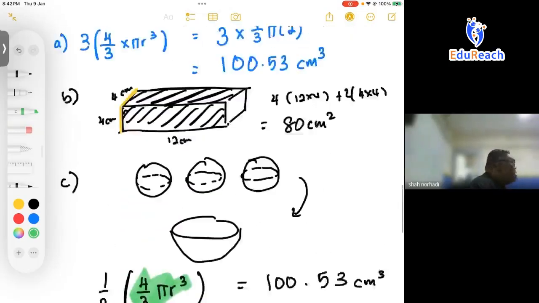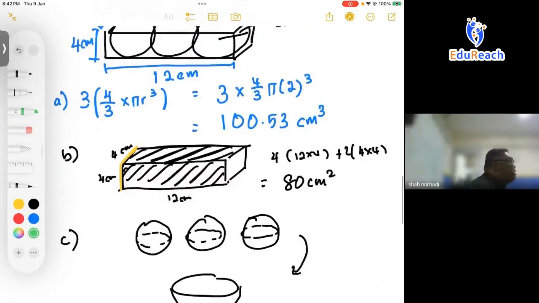Again, 8B. This is the surface area of the cuboid, right? They ask you for the surface area of the rectangular box. Okay.